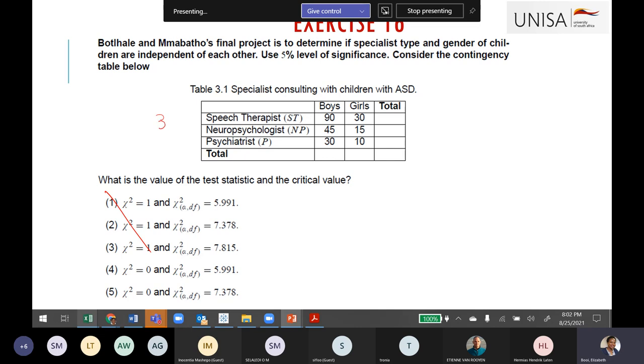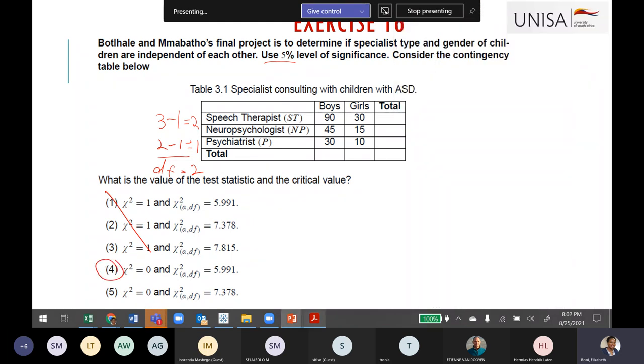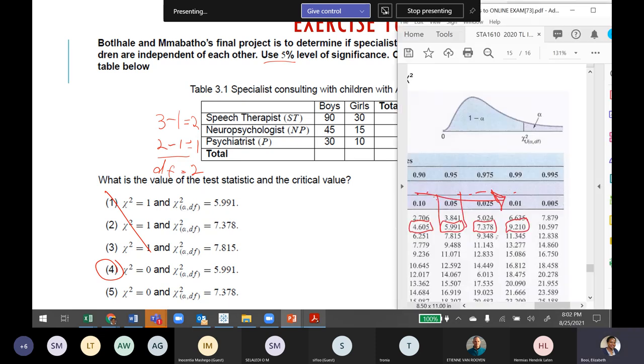So this is 3 minus 1 and 2 minus 1, because there are two columns. So we'll have 2 and 1, so 2 times 1, our degrees of freedom is equal to 2. We were told that we need to look at our level of alpha of 0.05. So 0.05 and 2 is 5.991. So that is option number 4. Remember, it's second row, that's 1 and 2. So that will be the answer that we are looking for.